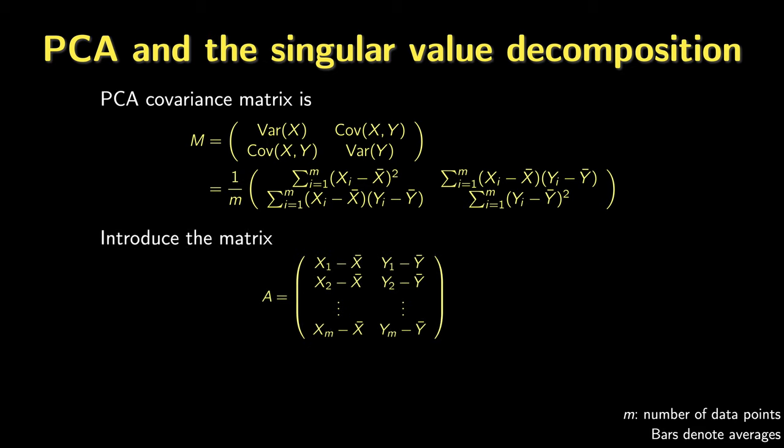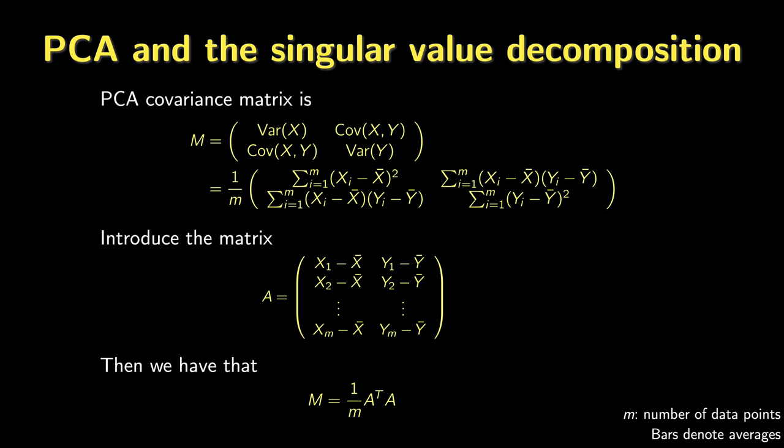So now let's introduce the following matrix A. In the first column, we'll have the entries x1 minus x bar, x2 minus x bar, down to x little m minus x bar. And in the second column, we'll have y1 minus y bar, y2 minus y bar, down to y little m minus y bar. If we look at this matrix A, then we can see that there's a direct connection to the PCA covariance matrix. The PCA covariance matrix can be written as 1 over little m multiplied by A transpose A. And this is a really useful connection.